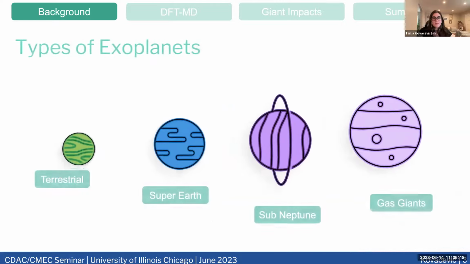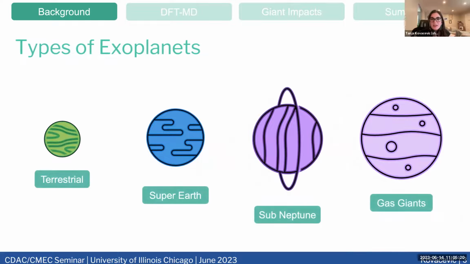So from there, we could categorize these exoplanets that the space satellites were finding. And we have a couple types of exoplanets. We have terrestrial, super Earth, sub-Neptune, and gas giants. So the easiest thing to do is look at these categories and compare them to our solar system.